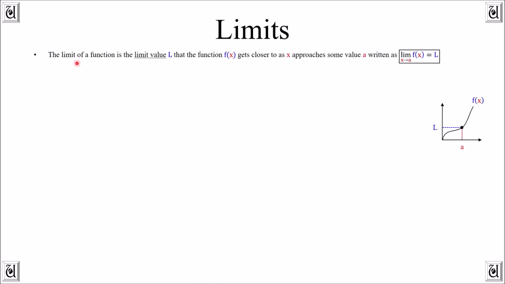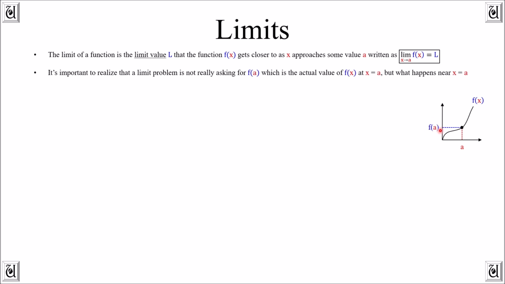The limit of a function is the limit value L right here that the function f of x gets closer to as x approaches this value a. It's written as the limit of this function as x approaches a is equal to that limit value. It's important to realize that this limit value is not the same thing as the actual value of the function at a.